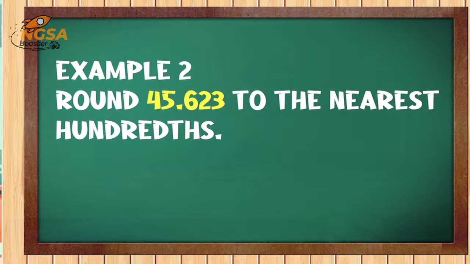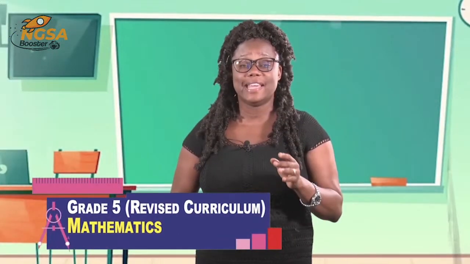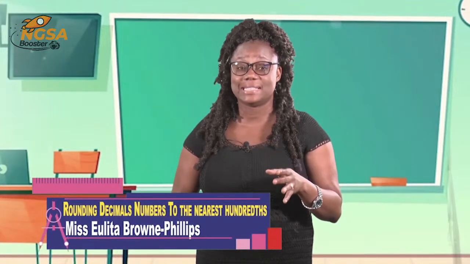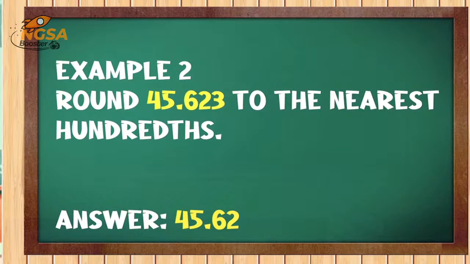Is the number in the thousandths place more than 5 or is it less than 5? The number in the thousandths place in this case is less than 5. So once the number is less than 5, we write the decimal as it is. So 45.623 rounded to the nearest hundredths is 45.62.